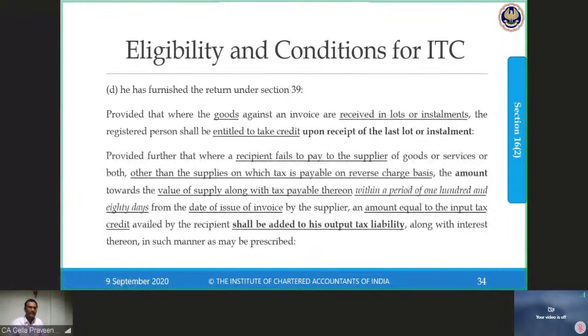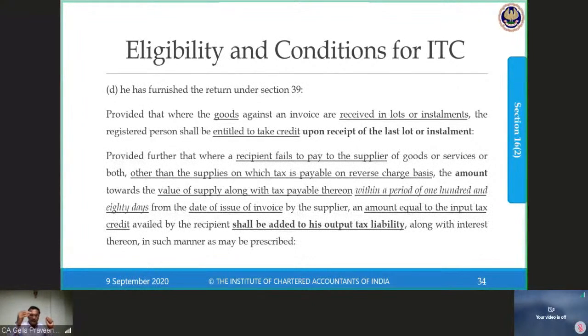Point number D, section 16, subsection 2, clause D. It says, eligibility: I can take the input tax credit when I have filed my return under section 39. In simple terms, you're eligible to take the credit only when you file return. If you have not filed return, there is no question of taking the credit. That means my electronic credit ledger is going to get updated only when you file return under section 39. That is what it says.